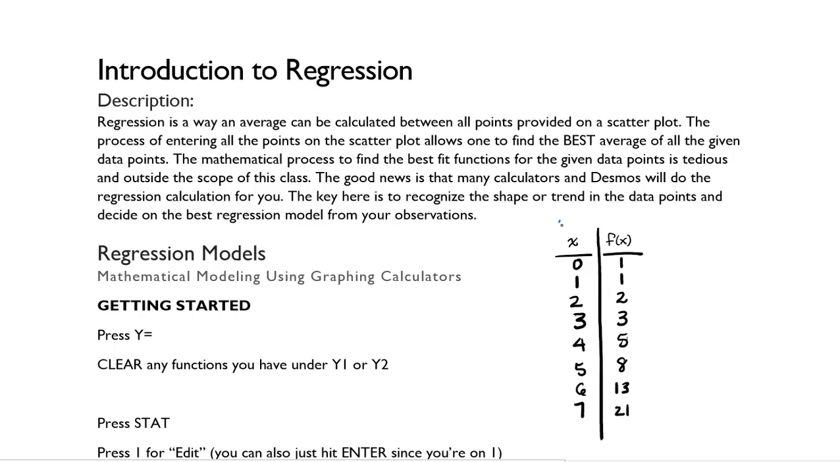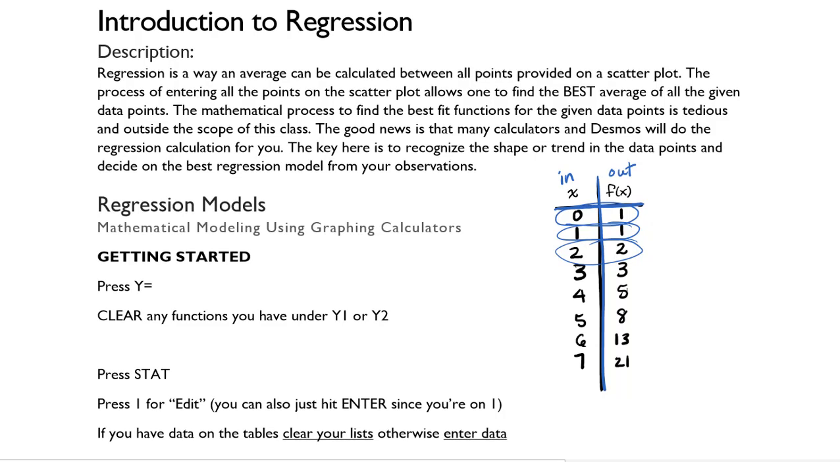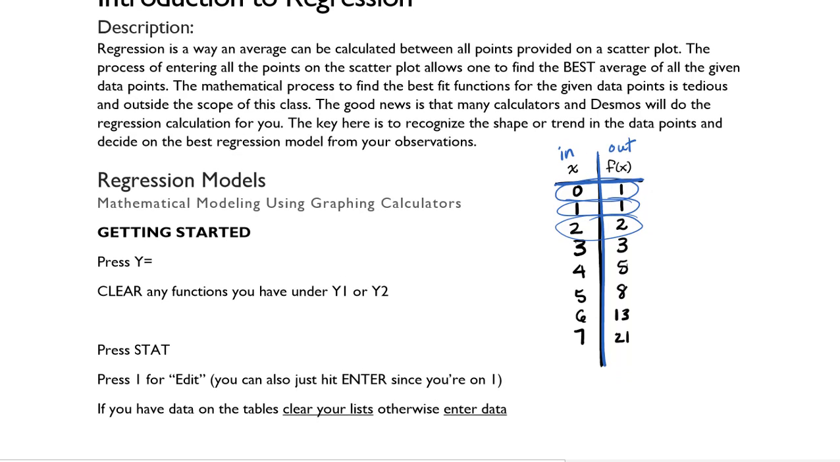I have an input and an output, or t-table, here, and we need to use this data list to enter data points. So think of these as coordinate points for a scatter plot dot. We can actually get our calculators to do this, or you could also enter it in Desmos, but for now I'm going to show you how to do it on a calculator.